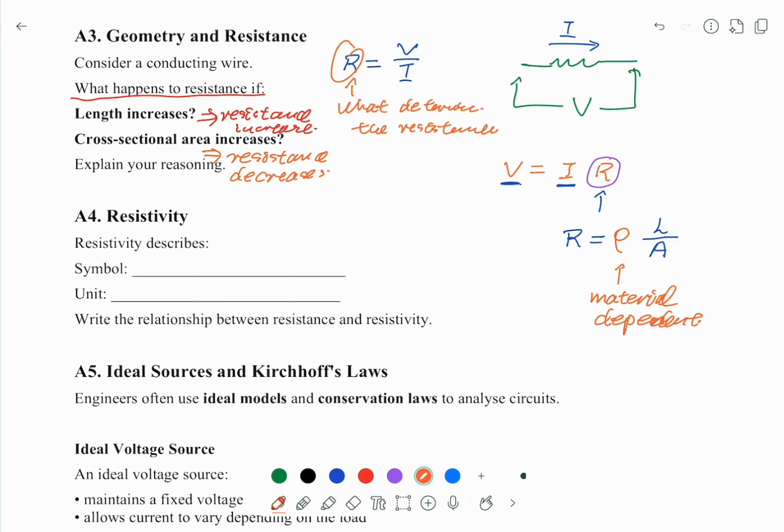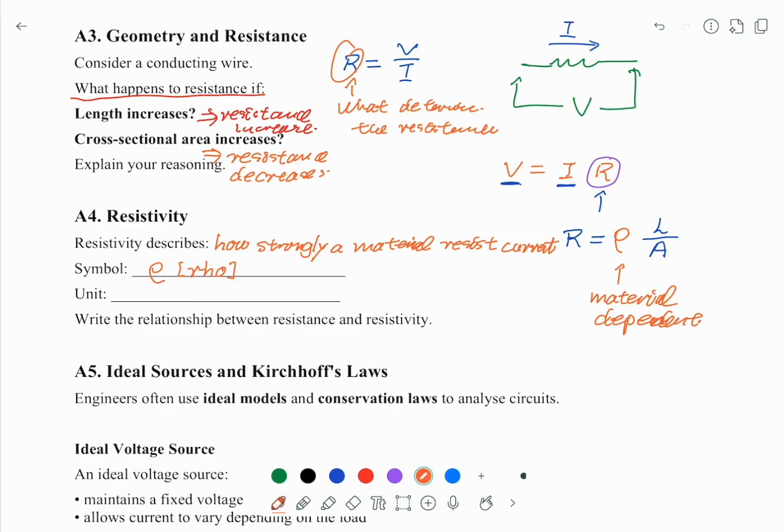So resistivity describes how strongly a material resists current. And the symbol is rho. Incidentally, this is the Greek letter rho. What is the unit?